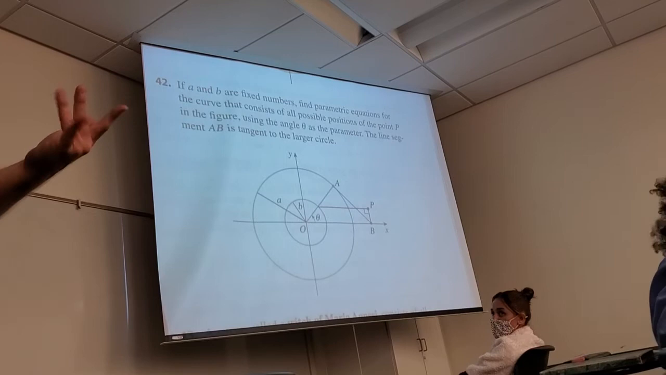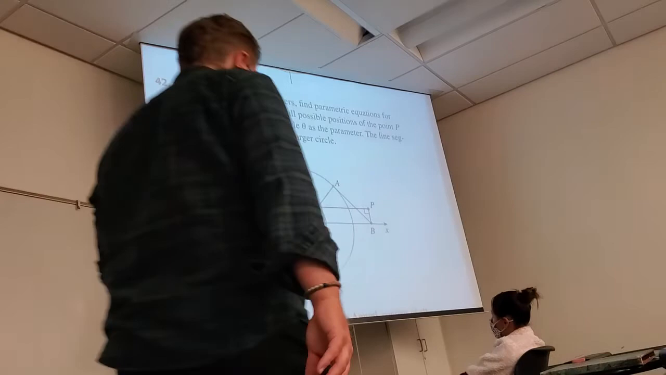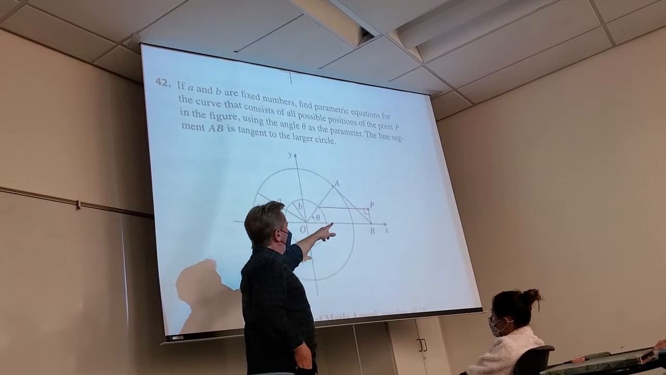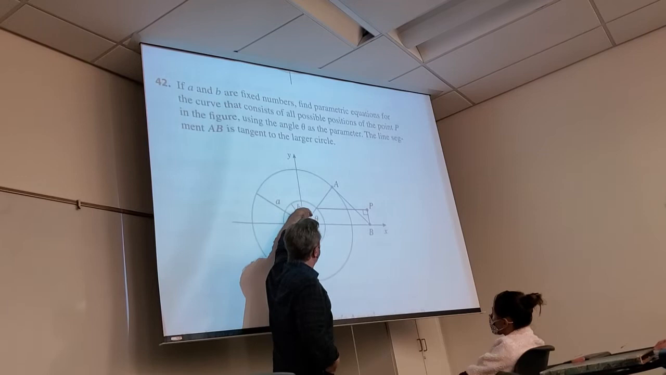So the question is, the curve of x consists of all possible positions of the point P in the figure using the angle theta as the parameter. The line segment AB is tangent to the larger circle. Okay, so this one, oh man, this one's beautiful. So, point P, if I'm at some given angle, point P is straight out, parallel to the x-axis from where this intersects the inner circle.